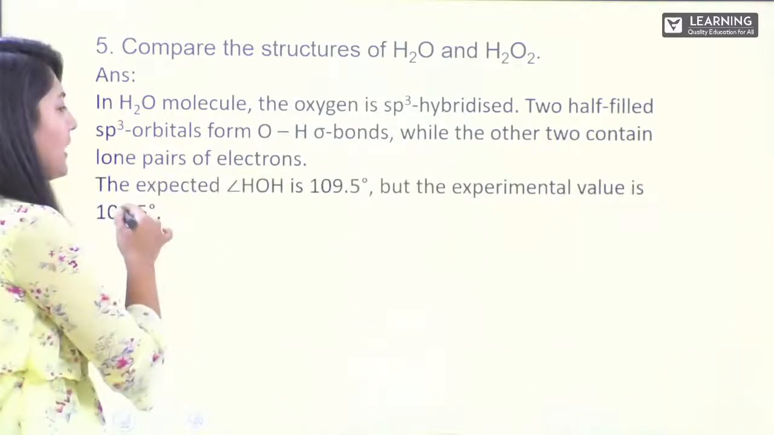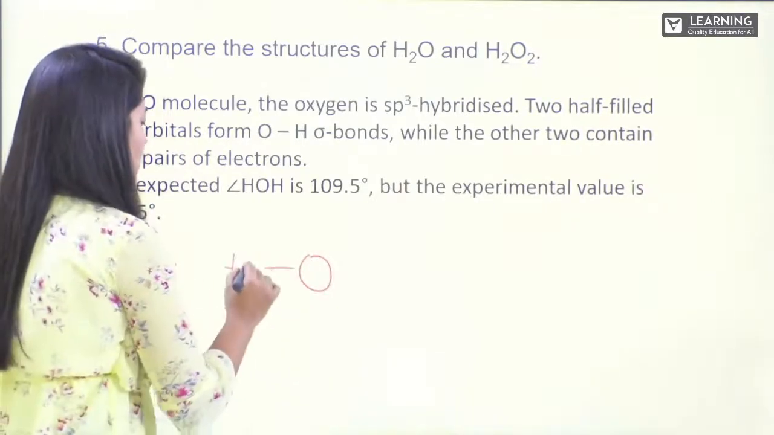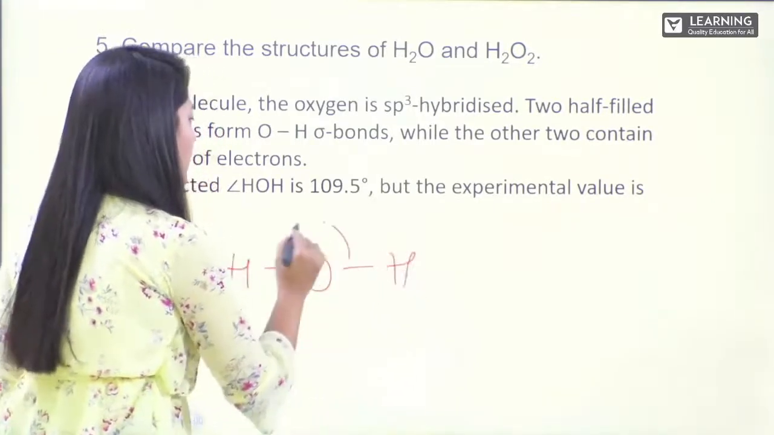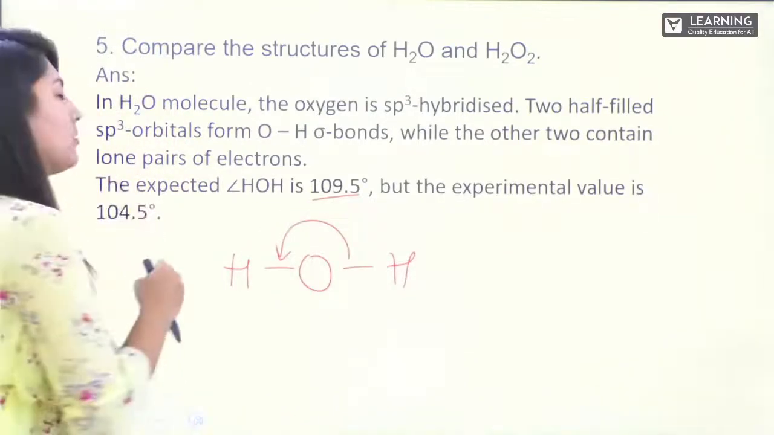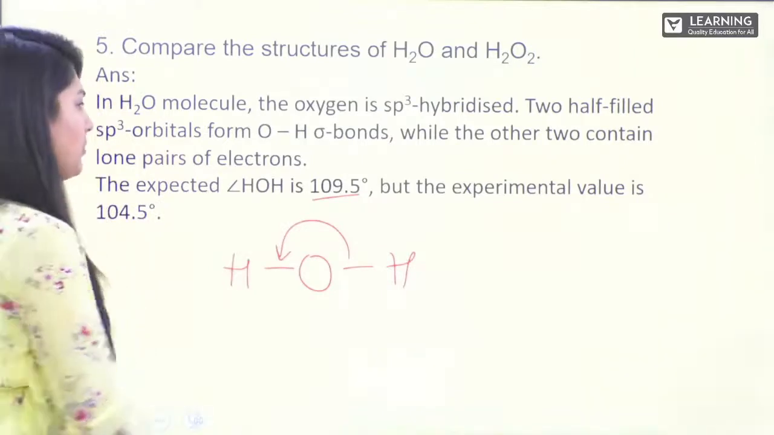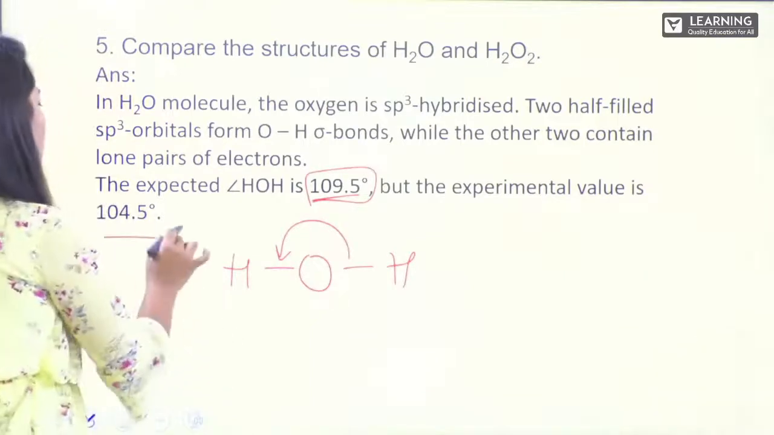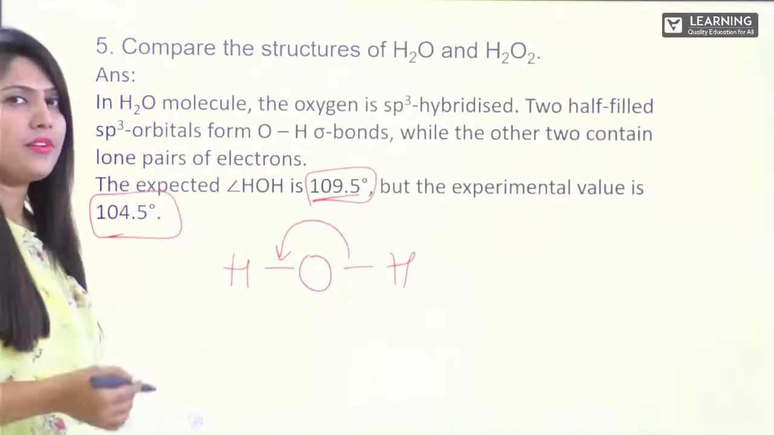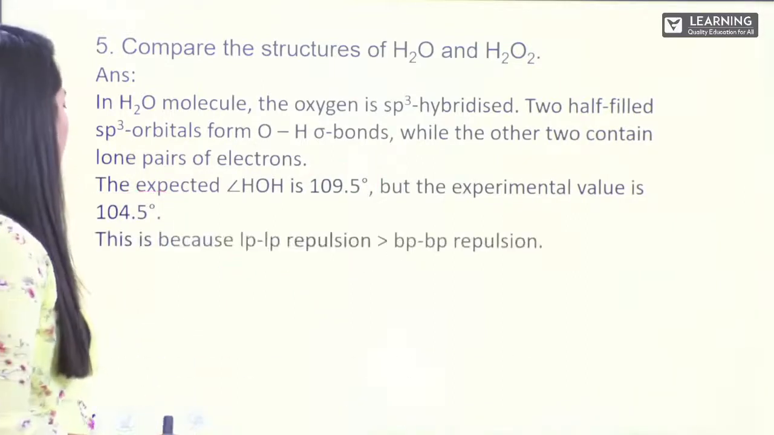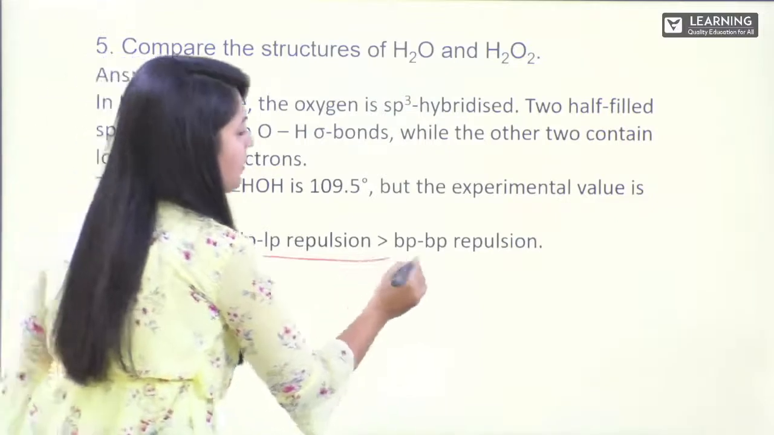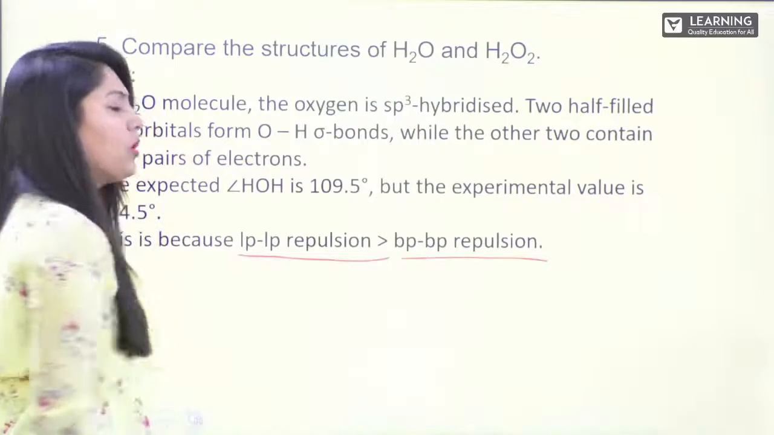So what happens? The expected angle between hydrogen, oxygen and hydrogen should be around 109.5 degrees, or near to that, but it is not that. The experimental value is 104.5 degrees because of electron-electron repulsion. This is because we have repulsion between the lone pair and the bond pair.